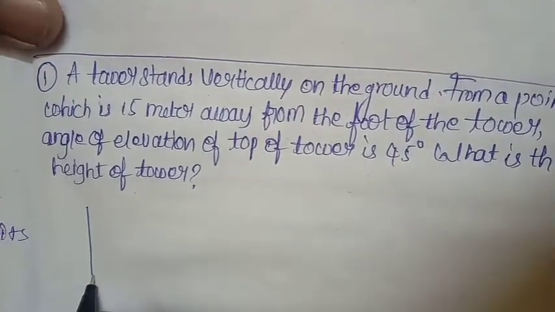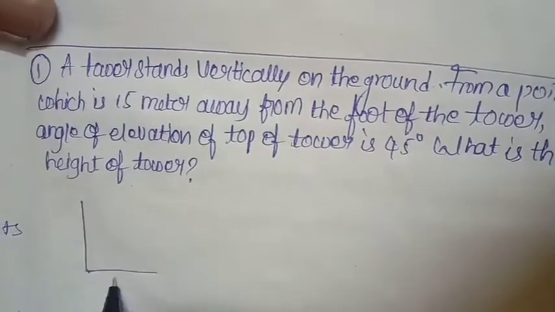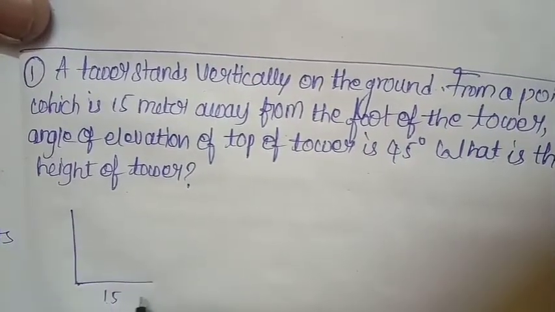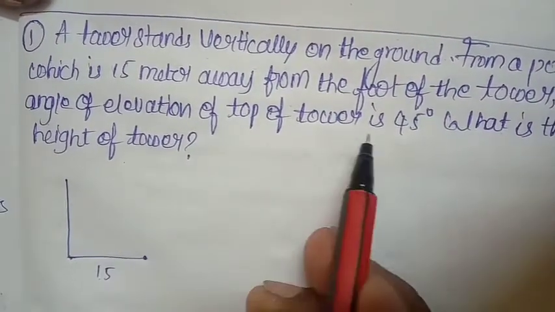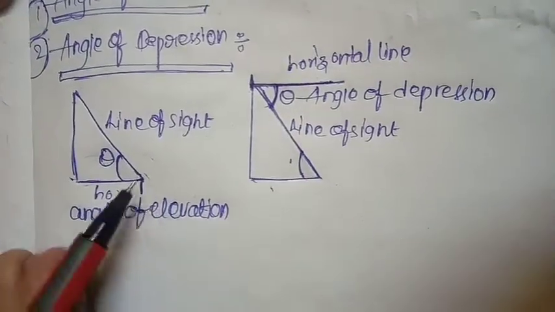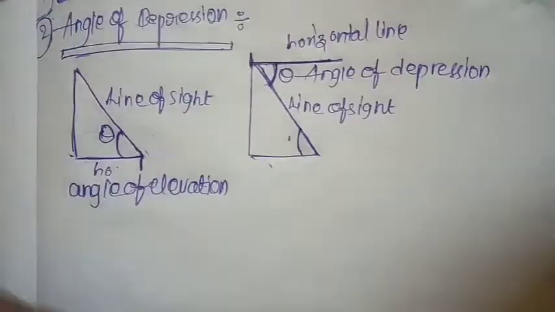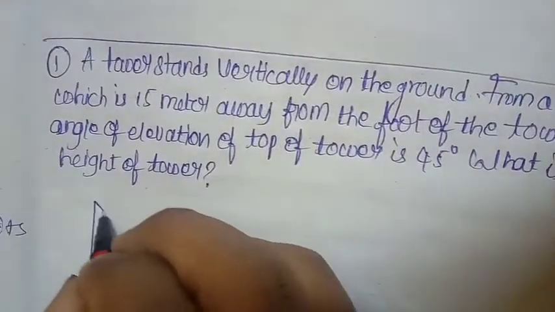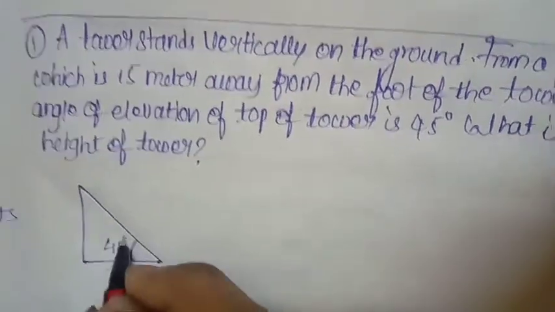It is the foot of the tower. They asked 15 meters away from the foot of the tower, so the distance will be 15 meters. This will be the point. The angle of elevation of the top of the tower is 45 degrees. What we have discussed: angle of elevation means the man is seeing up. So the angle of elevation will be like that, the line of sight will be like that, and the angle of elevation is 45 degrees.